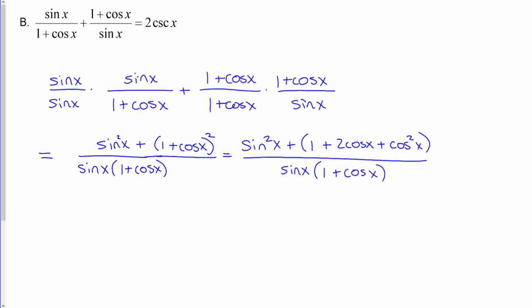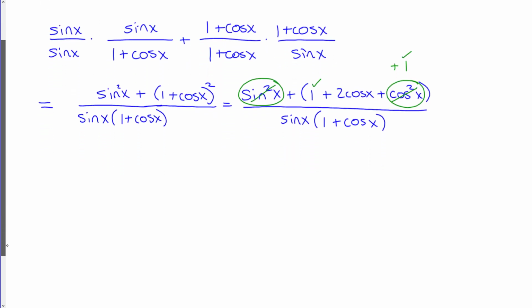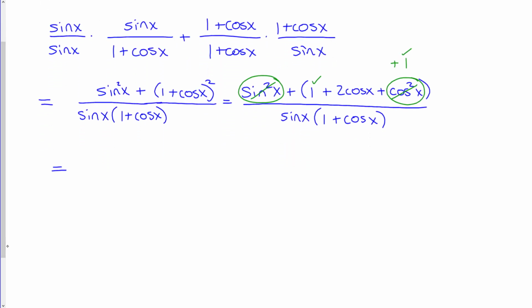Okay, now looking ahead here, I've got a sine squared and a cosine squared. Those can be added together to 1. So I have a plus 1. But I also have a 1 here and a 1 there, which would make a 2. So my next step, I'm going to write this as 2 plus 2 cosine x over sine x times 1 plus cosine x.